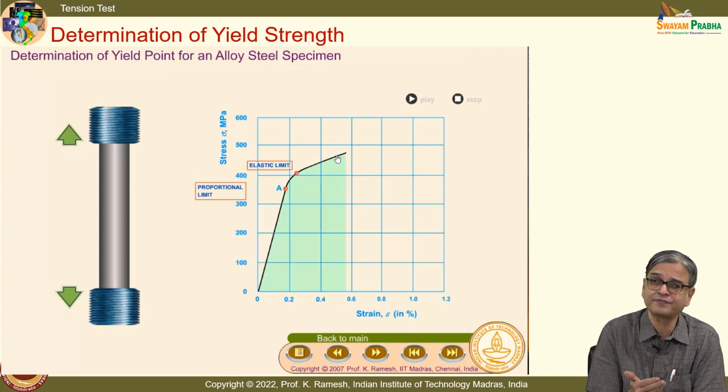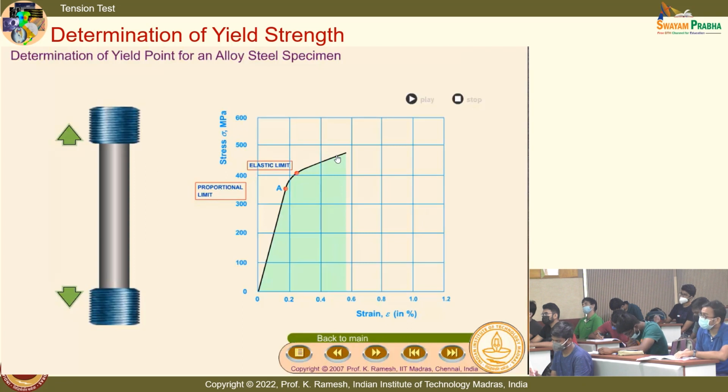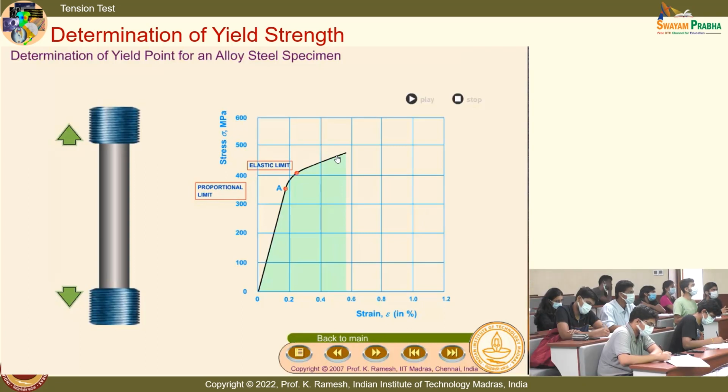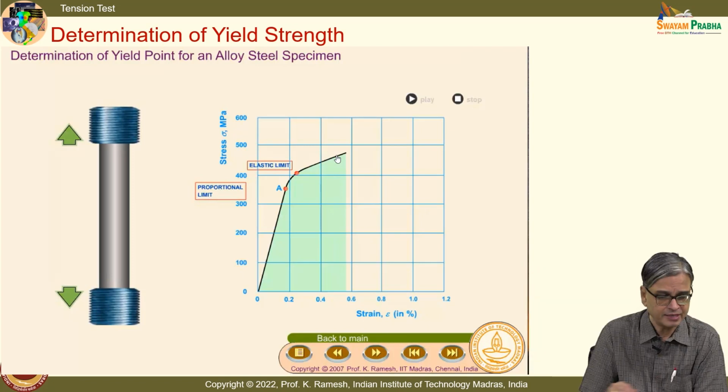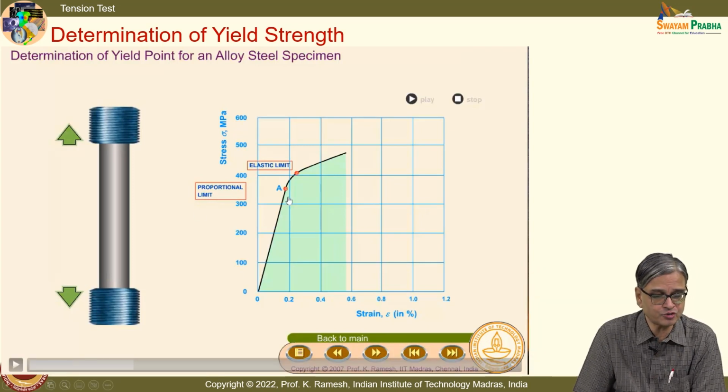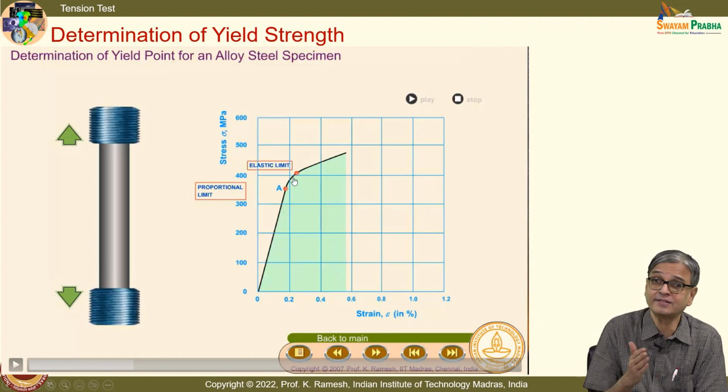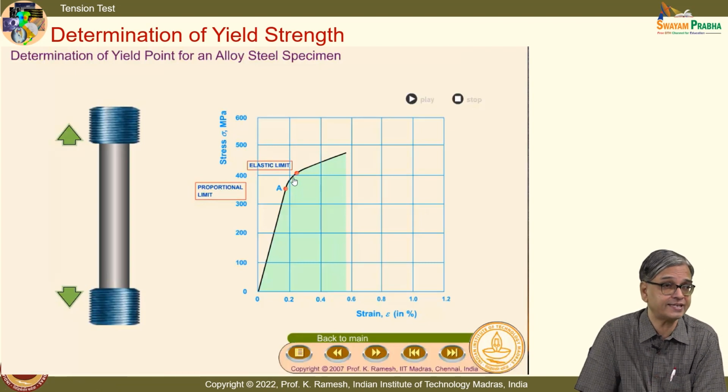Please draw the graph. I am giving you time for you to draw the graph. These are all very, very important concepts. You have excellent animation here. And what is shown here is, I have a proportional limit which is linear. I have shown the elastic limit slightly away, and in this zone, this is non-linear. So that is what is observed in alloy steel.